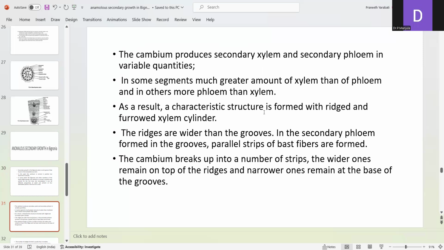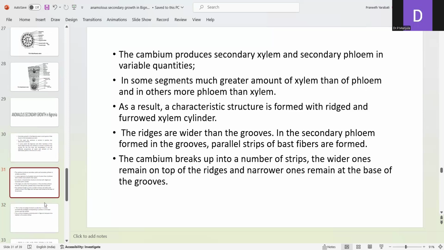But after some time, the cambium behaves abnormally. It produces secondary xylem and secondary phloem in variable quantities. In some segments a much greater amount of xylem is seen than phloem, and in others more phloem than xylem. As a result, a characteristic structure is formed with a ridged and furrowed xylem cylinder.